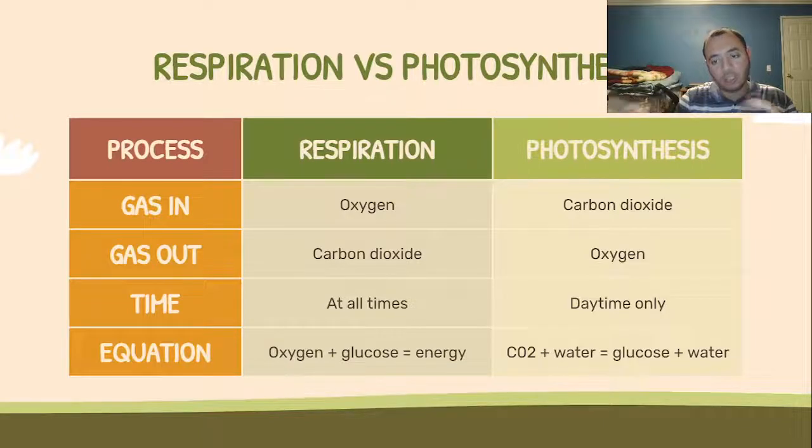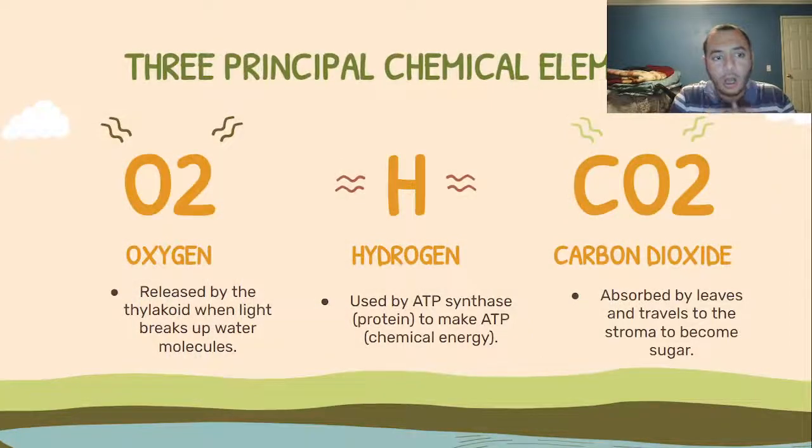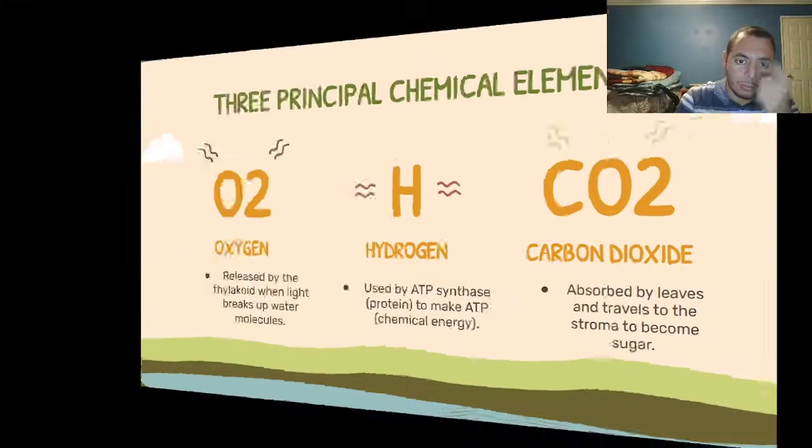Photosynthesis mostly occurs in the day, but it also occurs in the night. And the equation, we talked about that before. The oxygen is released by the thylakoid. Hydrogen is used to make ATP through a protein called ATP synthase. And carbon dioxide gets absorbed by the plants and makes sugar.